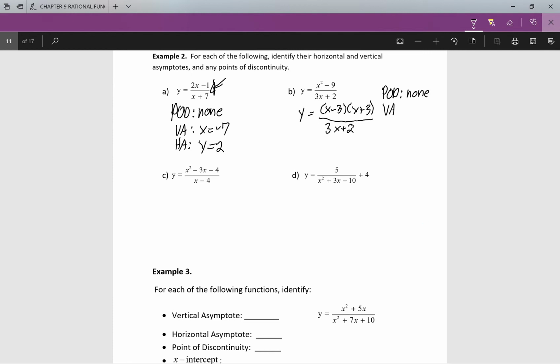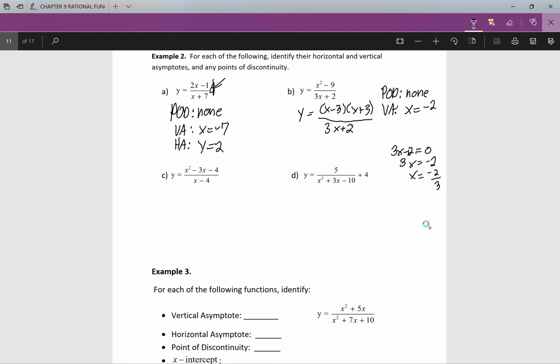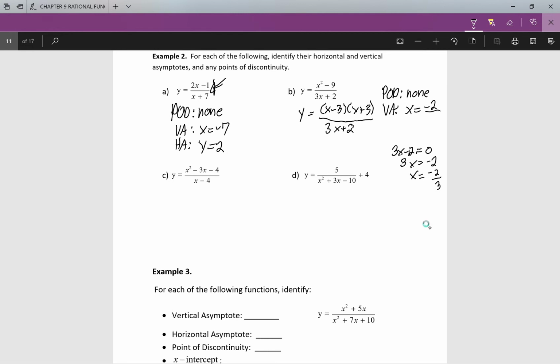My vertical asymptote is going to occur when the denominator equals 0. So what value will make that denominator equal 0? Well, let's just quickly sketch it out right here. 3x plus 2 equals 0. So I get 3x equals negative 2, or x equals negative 2 over 3. So my vertical asymptote is going to occur when x equals negative 2 over 3.